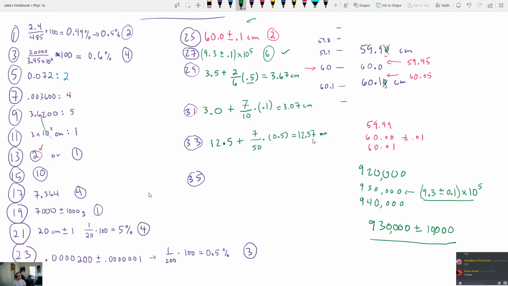Micrometers tend to give you 1 extra digit of accuracy compared to calipers, right? This has 4 sig figs. Those have only 3. And this measurement, if we put it in centimeters, would be 1.257 centimeters. So you can tell that this has more accuracy, basically, than the calipers. And micrometers are really good for giving you super precise measurements. Any questions about 33?